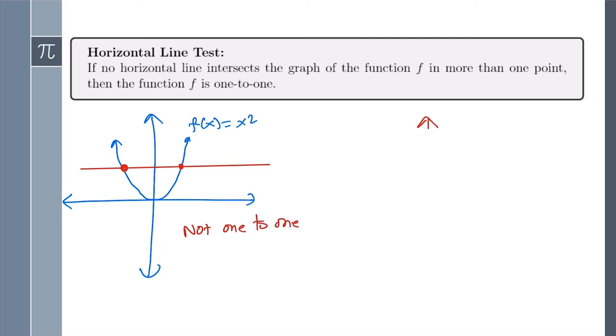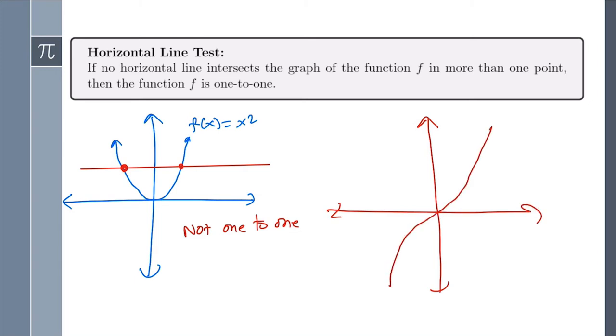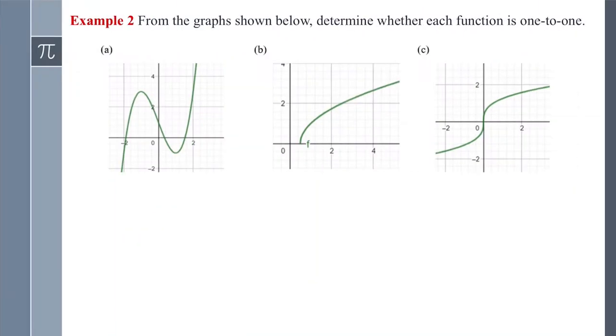For example, if I have a graph like this, for this graph it's not possible to draw a horizontal line that cuts the graph in more than one point. So this is a one-to-one function. That's an easy check for whether a function is one-to-one or not.